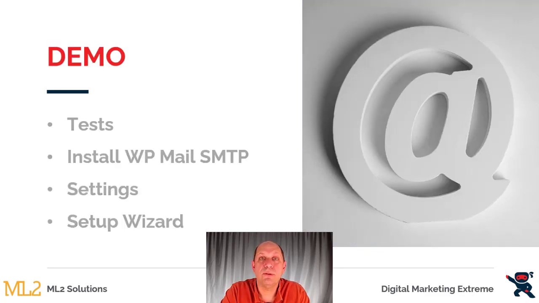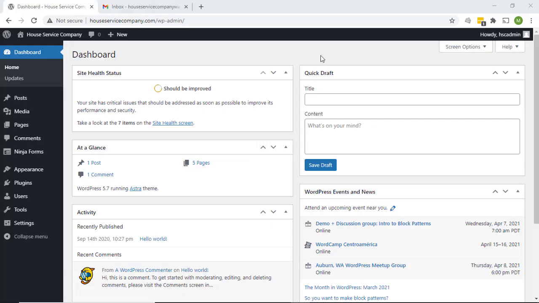So let's go ahead and do a demo of how to send email reliably from a WordPress website. First, I'll show you some tests so you can see how it works without any changes. Then we'll install the WP Mail SMTP plugin, show you some settings in there, and then finally we'll start the setup wizard to show you how you'd configure that plugin to send email from your WordPress website.